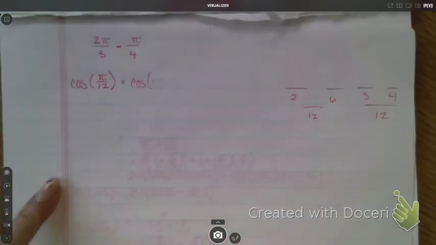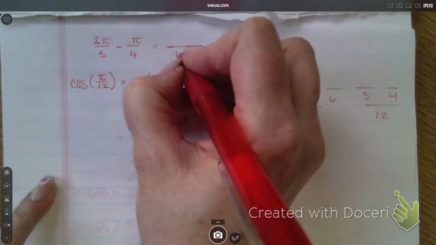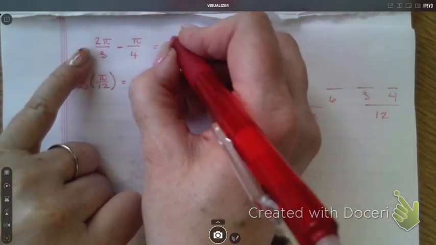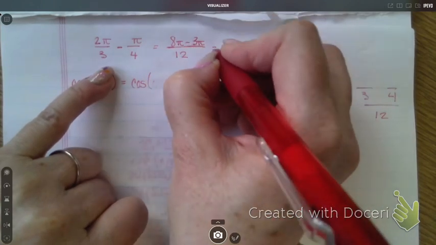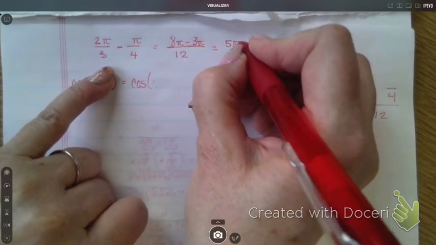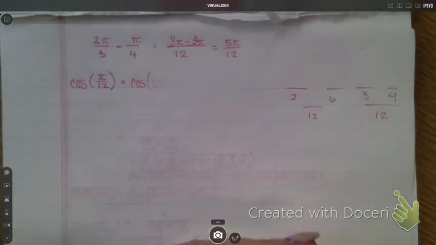Well, let's think about this. No, because this would be over 12, so this would be 8 pi minus 3 pi, which would give me 5 pi over 12. So you're on the right track, we just have to think about it. Pi over 3 minus pi over 4.